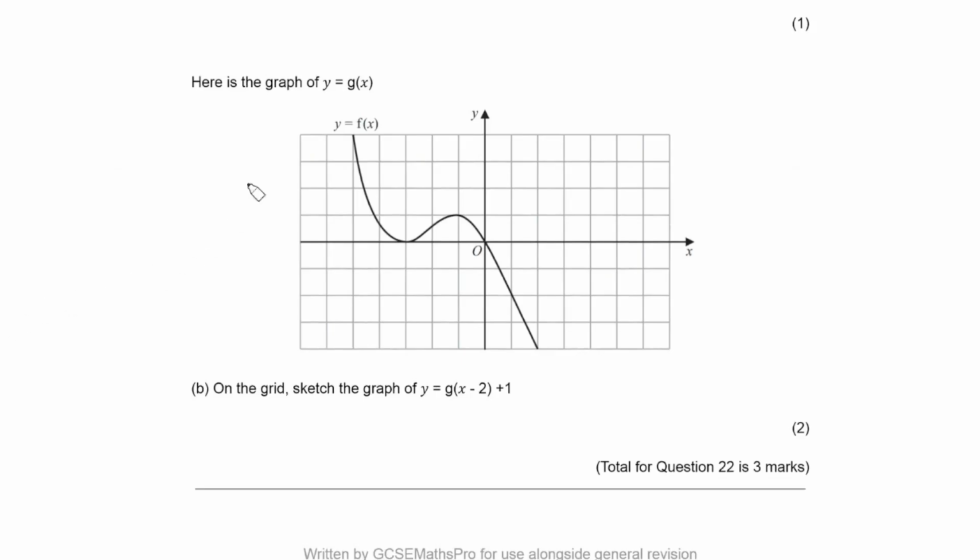So for part B, we've got here is the graph of y equals g of x. On the grid, sketch the graph of y equals g of (x minus 2) in brackets plus 1 outside the brackets. So if you've got plus or minus a number, it means some kind of translation, moving left and right, up and down. Here we've obviously got two numbers, so 2 translations. The first one is in the brackets, so that means that it is a translation on the x-axis.